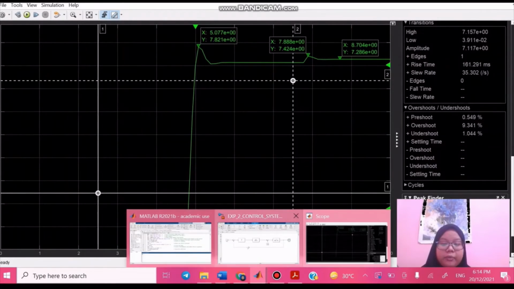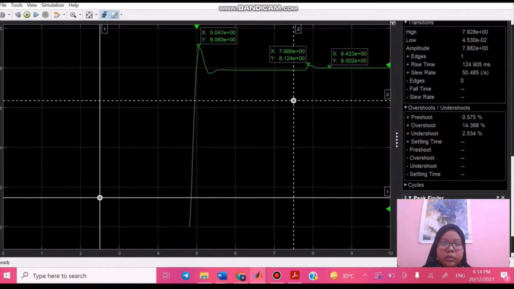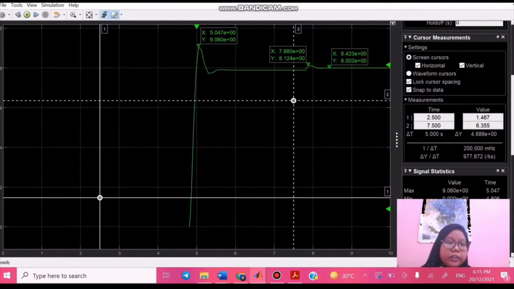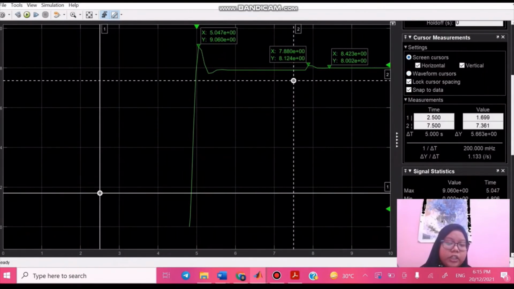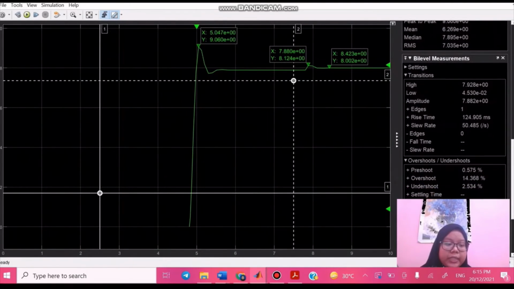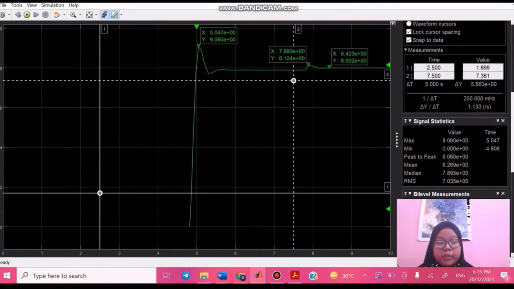And lastly, when K equal to 15, the graph won't change much, but only the values of the steady state error, rise time, and overshoot change. So here for K equal to 15, the steady state error is 1.699, rise time is 124.905 millisecond, and overshoot is 14.368%. So I will pass to my group member to explain 3.4. Thank you.